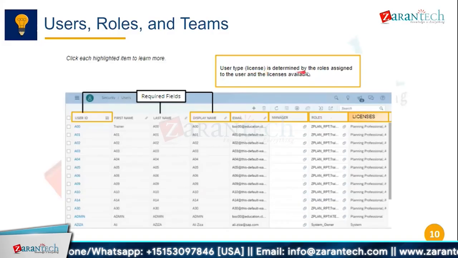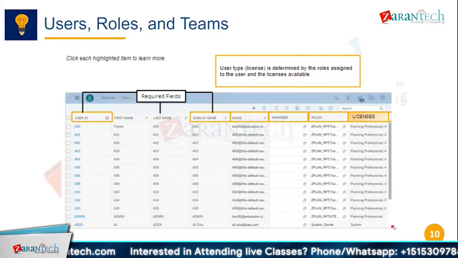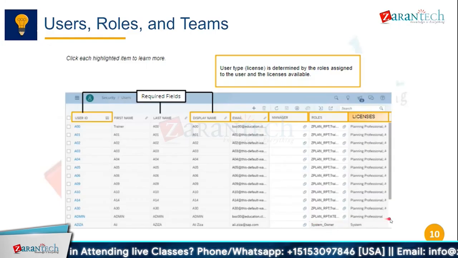The user type license is determined by the roles assigned to the user and the license available. A combination of roles assigned and the license available determines the user type of license. If he has planning roles and he has the planning license, then he will be able to do the planning specific operations. Or if he has system owner roles and he has planning professional, then BI, and also prediction, he can do any operation because he is a system owner and he also has the licenses assigned. So I'll just pause it here.